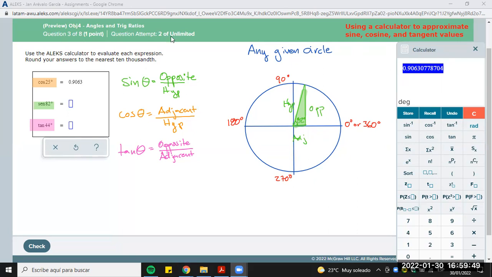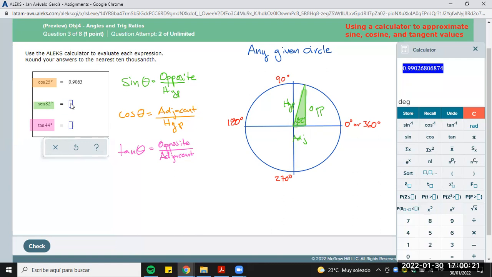All right. What about the sine of 82 degrees? This is the triangle formed by such an angle. So asking for the sine is asking for the ratio between the opposite side and the hypotenuse. Let's ask the calculator. Sine of 82 degrees is 0.9902. That means that the opposite side is 0.9902 times the hypotenuse.